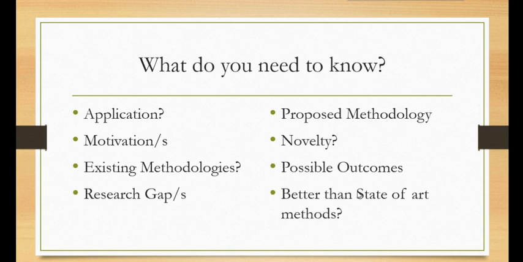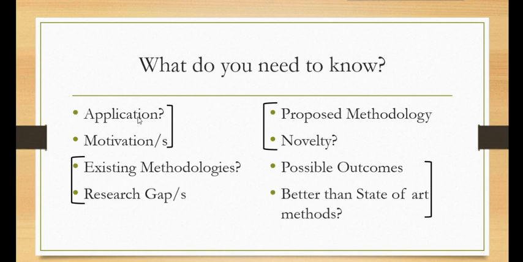So let's go now from this literature finding, that means what we already know. We can merge these two parts. That means application with motivation, existing methodologies with research gap, and proposed methodology with your novelty, possible outcome with whether it is better than the state of the art. So you can easily combine these specific parts, and you write the sentences.